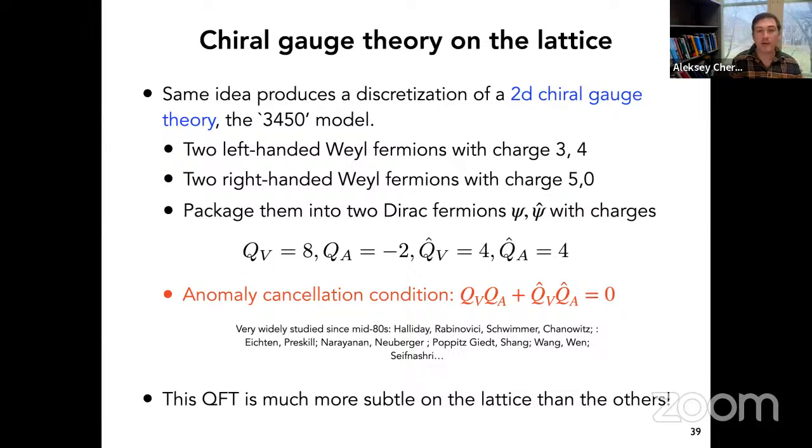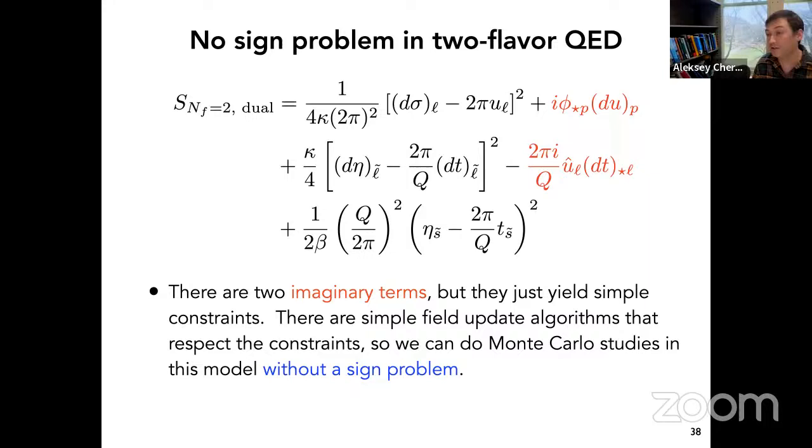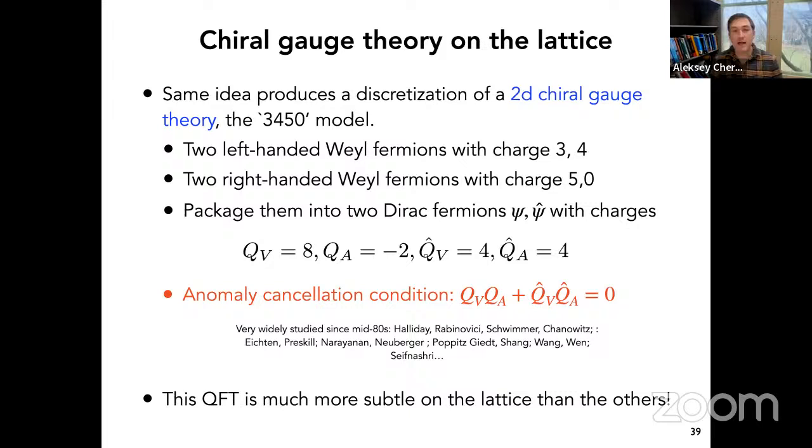So that's it for vector-like 2D abelian gauge theories. It seems to work, as far as we can tell, for any vector-like 2D abelian gauge theory. We don't know how to do this for non-abelian gauge theories. So the last thing that I want to talk about during this talk is chiral gauge theory, a particular chiral gauge theory called the 3450 model, which has been widely studied since the mid-80s. There have been recent, very interesting results in it by Juven and others in the last few years.